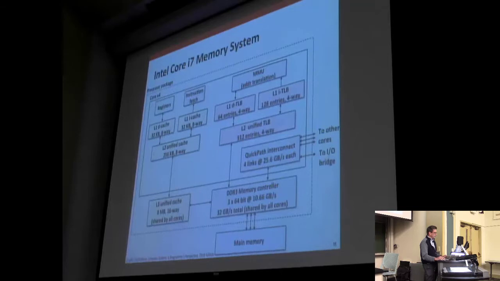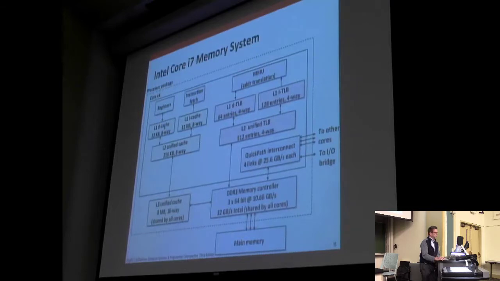The next level in the hierarchy is an L2 so-called unified cache, because it can hold both instructions and data. It's a little bit bigger, 256K bytes, and also 8-way associative. Both of these caches are on the core itself. Then there's an L3 cache, which is shared by all cores, and is 8 megabytes and 16-way associative.